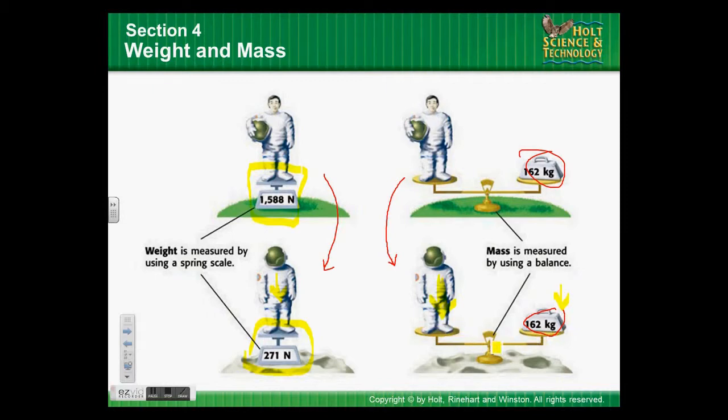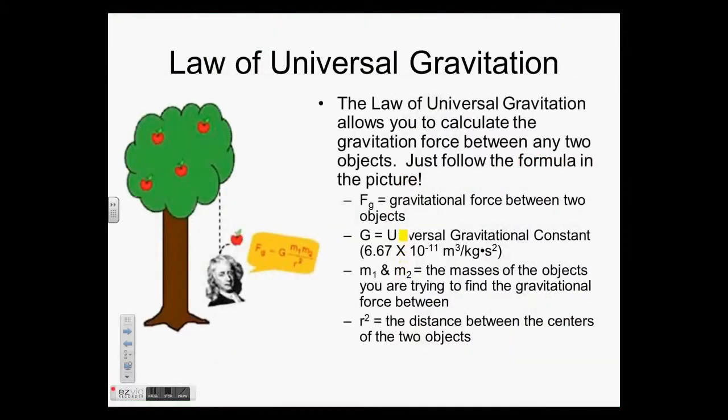Okay, so if I take this balance up to the moon and the astronaut stands on it, is it actually still going to balance out like it's showing here? Yes. If the astronaut is pushing down less here because of gravity, gravity is also pulling down less on this side, and it will balance out. So yes, I take this 162 kilogram mass and I put it on with the astronaut, and it will actually balance out.